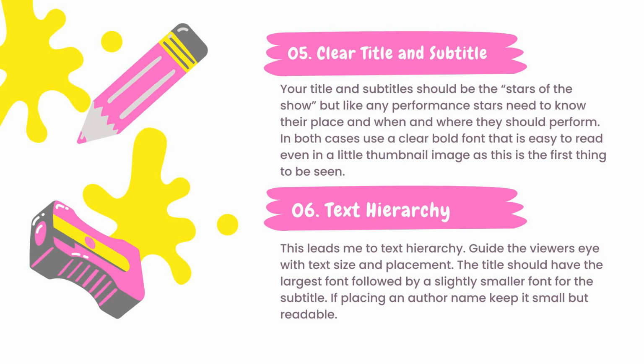So considering things like using a light colored text on a dark background or vice versa could be really important here. Tip number 6 is text hierarchy, which guides the viewer's eye. So when you look at a cover, your eye is drawn to certain parts of that cover, and that depends on your text size and also your placement, which I've mentioned just before. The title should really have the largest font, followed by a slightly smaller subtitle. And if you're placing an author name, keep it small but readable.